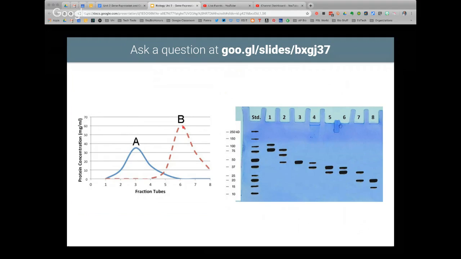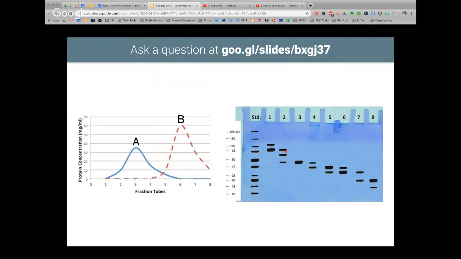But based on our understanding of column chromatography, if you go back to here, again, the big ones fall out first, you would say A is a bigger protein than B because it fell out in fraction 3, while B fell out in fraction 5 through 7. And so A is a bigger protein. It fell faster through the columns. And the SDS-PAGE gel backs that up.